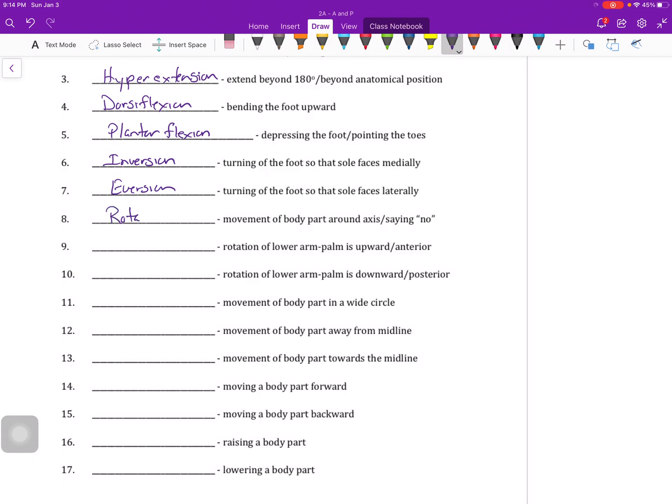Rotation, movement of body part around an axis. So like you're saying no, you've got the atlas and the axis articulating together. You have supination. That is the rotation of the lower arm so that the palm is upward. You would be in anatomical position when you're supinated. Pronation is rotation of the lower arm. Palm is downward or facing posterior. Circumduction.